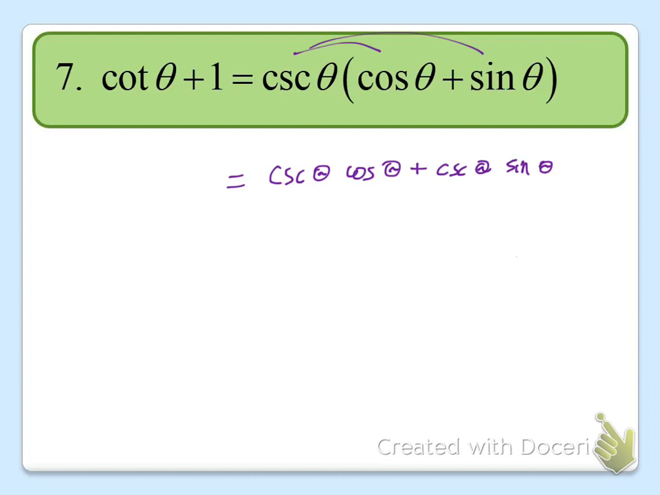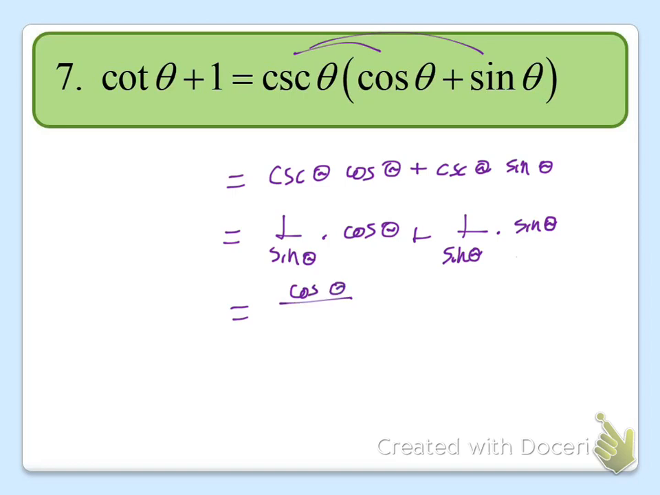Now what? Well, I'm not sure. I'm kind of stuck. So I want to rewrite everything in terms of sine and cosine. Cosecant is 1 over sine. So we can get 1 over sine theta times cosine theta. And this guy is 1 over sine theta. If you do that, you multiply into the numerator cosine theta over sine theta plus sine theta over sine theta.